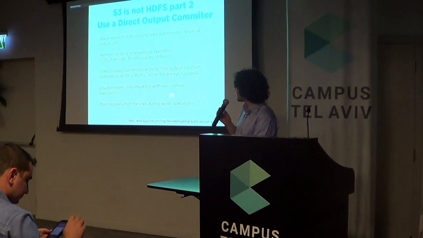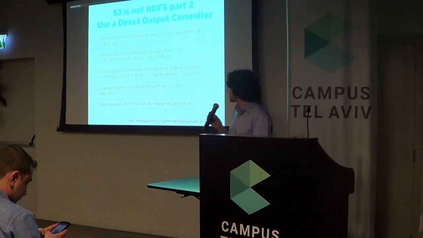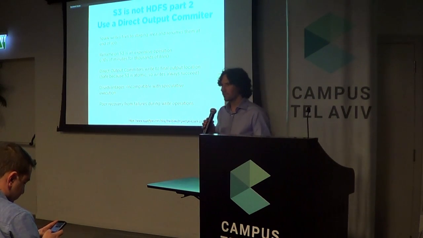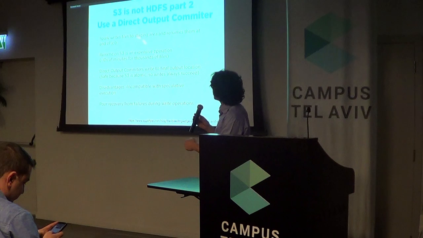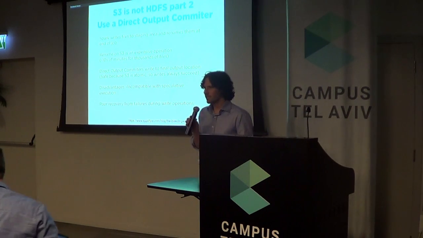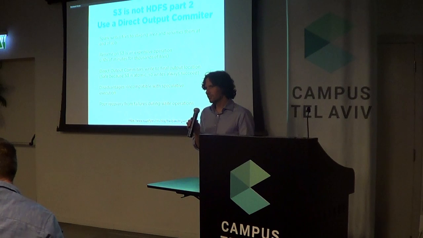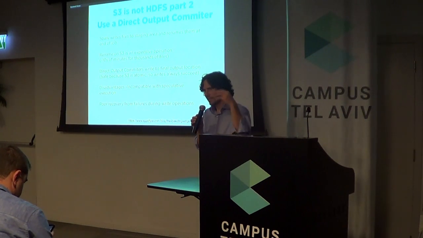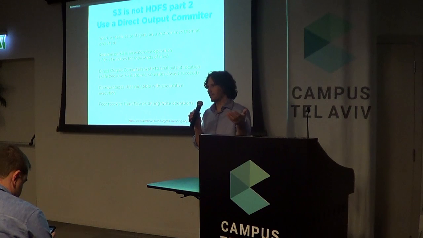You can't use speculative execution, which seems like a nice feature, but we haven't been able to use it because it's incompatible with the direct output committers. And also, any failures during the write phase usually kill your job, and I think that's mostly because we're using this direct output committer. So if you have a failure, it retries and it finds that there's already a file there, and then you're done.